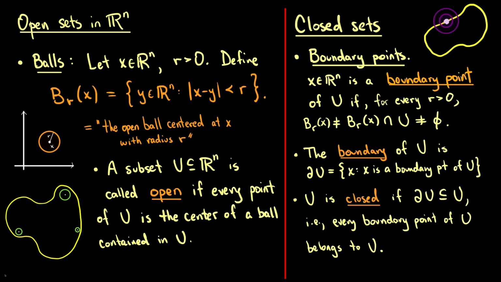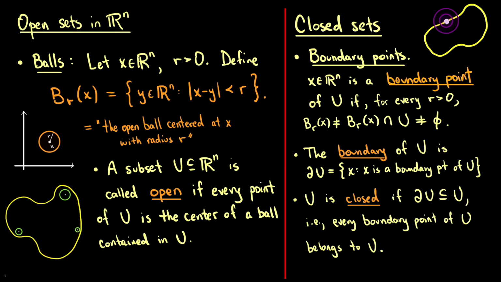Okay, so when we speak of the boundary of U, we just mean the set of boundary points of U. And we denote it with this partial symbol next to U. This partial U is the set of boundary points of U. And finally, we say that a set U is closed if the boundary belongs to U. So if the boundary is a subset of U. In other words, every boundary point of U belongs to U. So in the case of this set, I would need the entire boundary to belong to U, and then U would be closed.